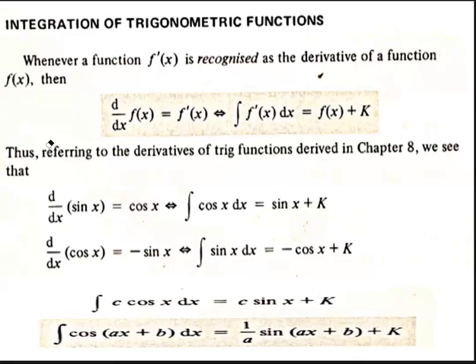So we know that when we differentiated sine, you get cos. So if you integrate cos, you will get sine, plus your k, of course. When you differentiate cos x, you had minus sine x. So when you integrate sine x, you will have minus cos x plus k, of course.